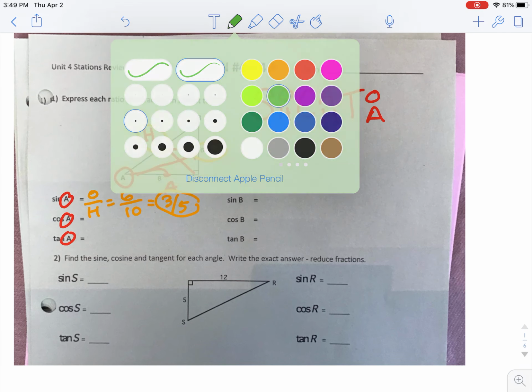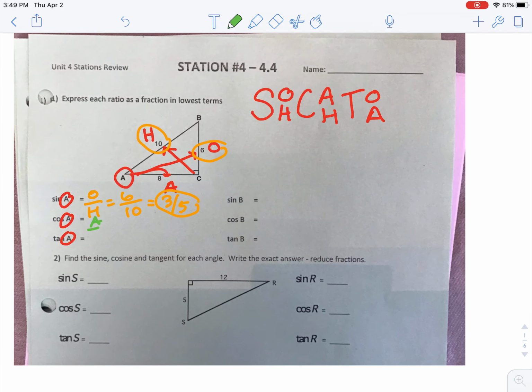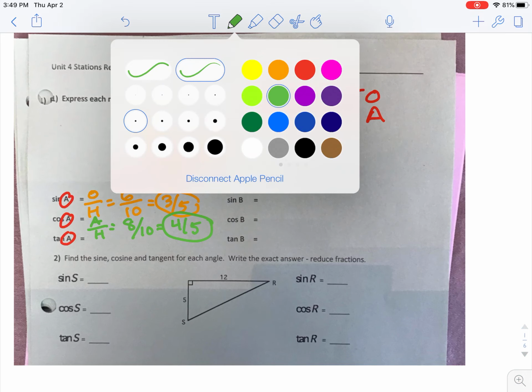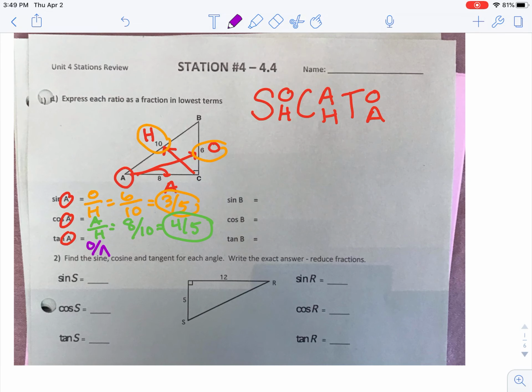For cosine, it's asking me to do adjacent over hypotenuse. So adjacent was 8, hypotenuse is 10, and then I reduce it on my calculator. Answer is 4/5. For tangent, it is O over A, as I see up here. So O is 6, A is 8, and I reduce that to get 3/4. So those are my first three answers.